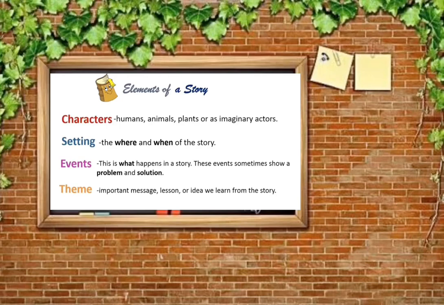The setting is the where and when of the story. The third element is the events. This is what happens in a story. These events sometimes show a problem and solution. It is the things that happened from beginning to end. We have the theme. The theme is an important message, lesson, or idea we learned from the story.